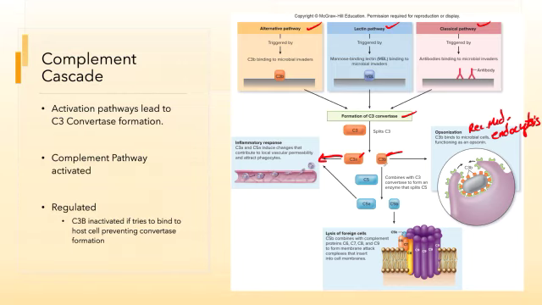But C3b has a second job. You notice there are two arrows here, and the second job is to activate C5. C5 will then split into C5a and C5b. C5a is another very potent anaphylatoxin, and this can cause a very strong immune response. C5b will then attach to 6, 7, 8, and 9, forming the membrane attack complex. And this causes the lysis of foreign cells.